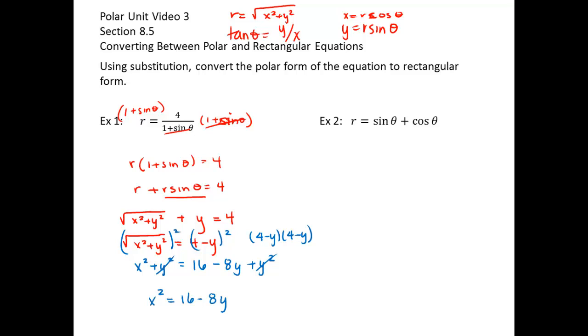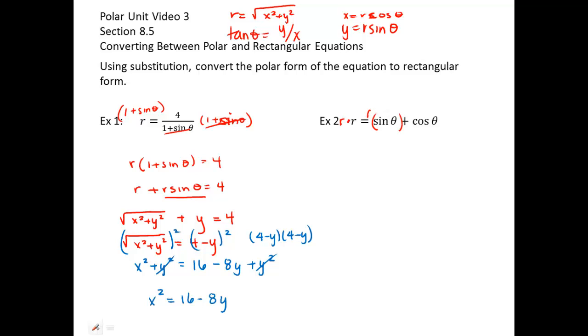All right, example number 2 is going to be handled a little bit differently. I have a sine and a cosine, and I have an r, but I don't have a denominator, so I can't use the same approach I did in the first example. So for this one, I'm going to begin by actually just multiplying both sides by r.